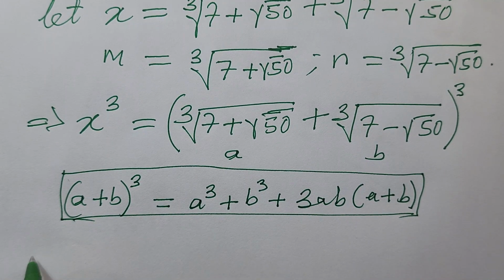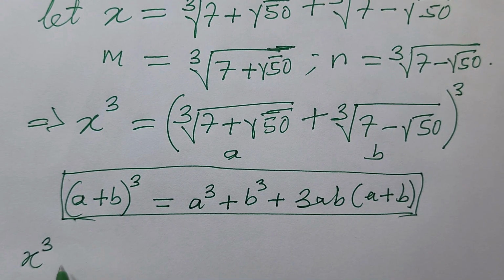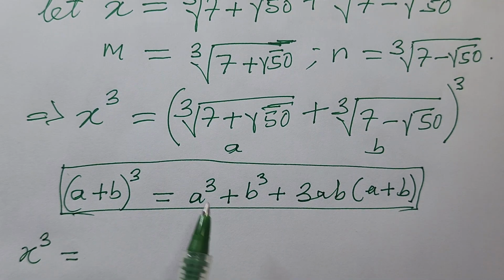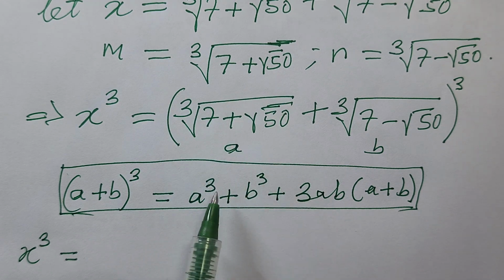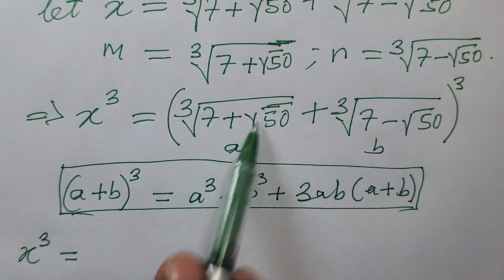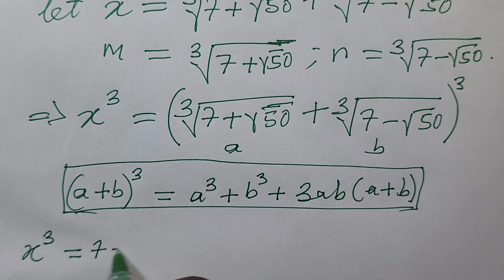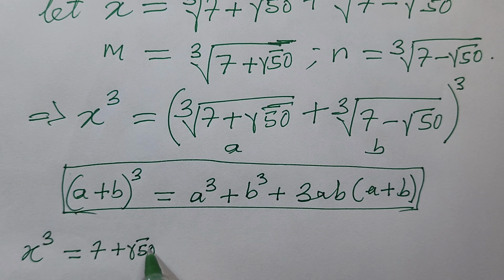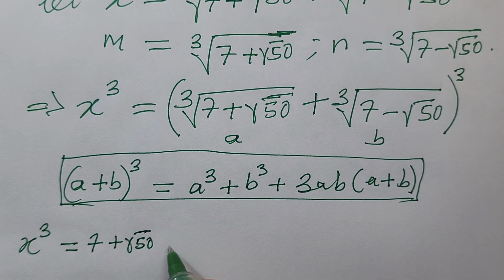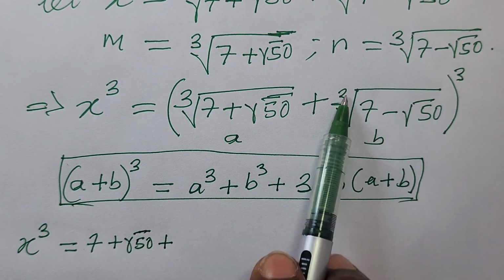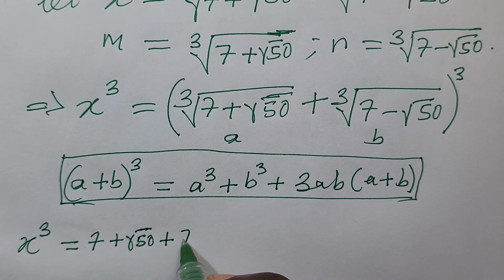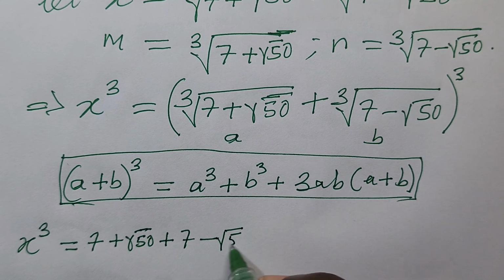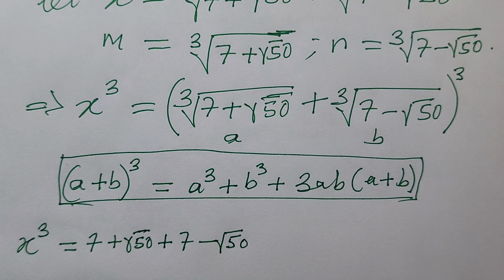So x to the power of 3 will now be equal to, if we find the cube root of this expression, this cube will go with this cube root. Remember? So we are left with 7 plus the square root of 50, then plus B. This cube goes with this cube root, so we cancel it out and are left with 7 minus the square root of 50. I believe there's no problem here.